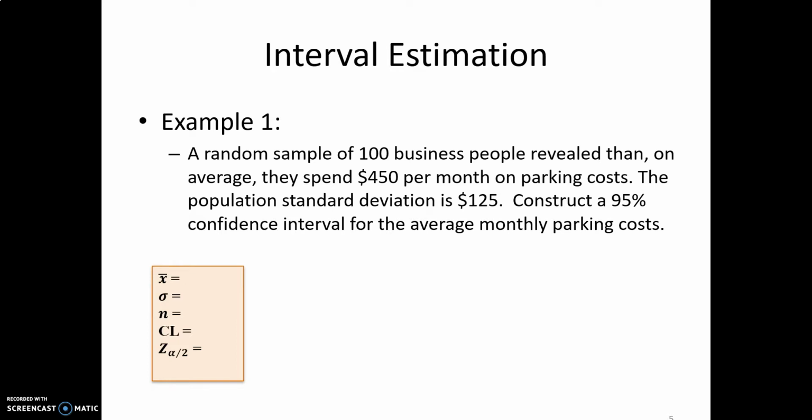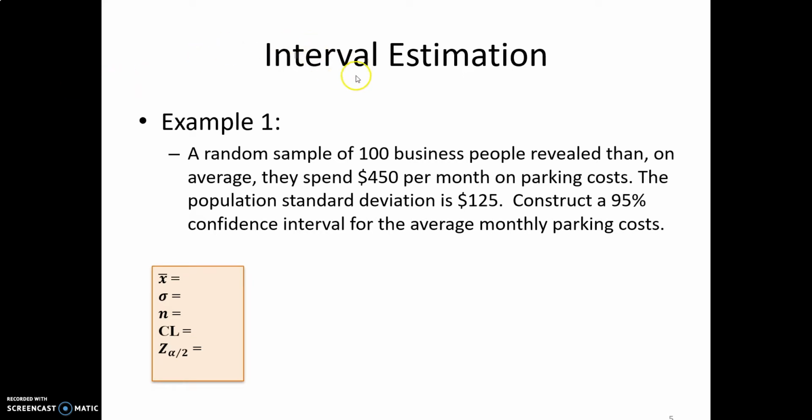A random sample of 100 business people revealed that, on average, they spend $450 per month on parking costs. The population standard deviation is 125. Construct a 95% confidence interval for the average monthly parking cost. So this is a great example for us to work on.